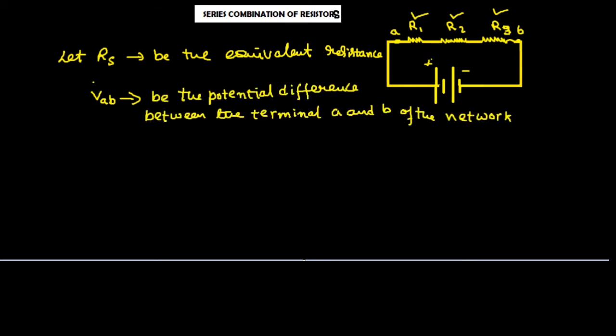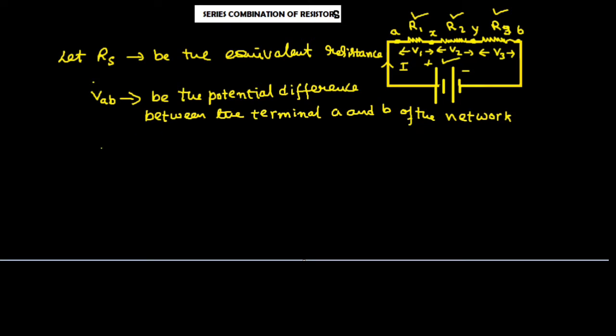Let us also consider that these resistors are connected to a voltage source as shown in this figure. So clearly from this figure, the current I will flow in this direction. Let me mark this point to be X and this point to be Y. Let the potential difference between points A and X be V1, between X and Y be V2, and across Y and B be V3.